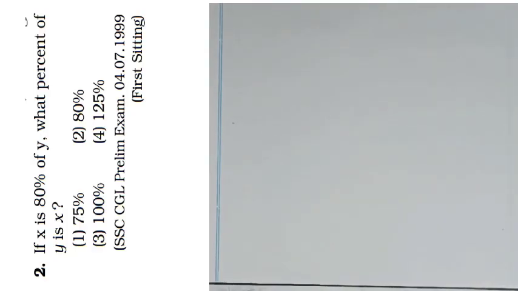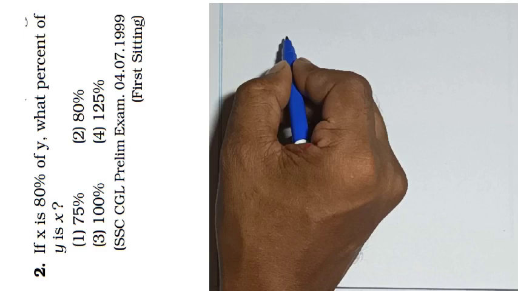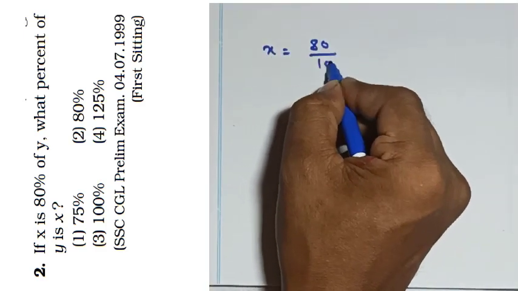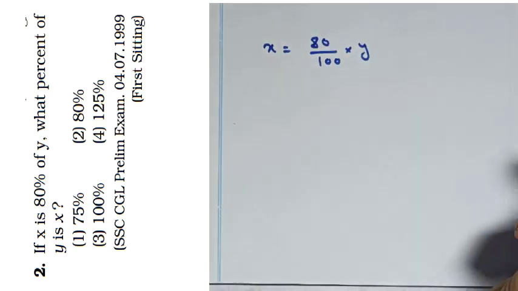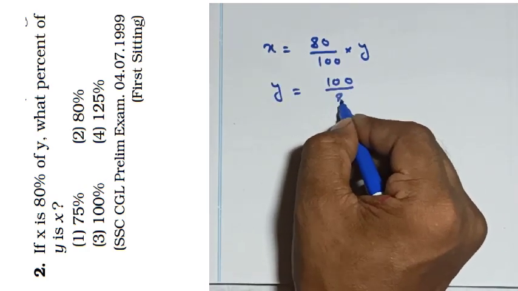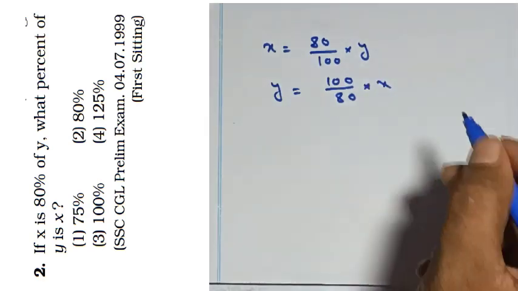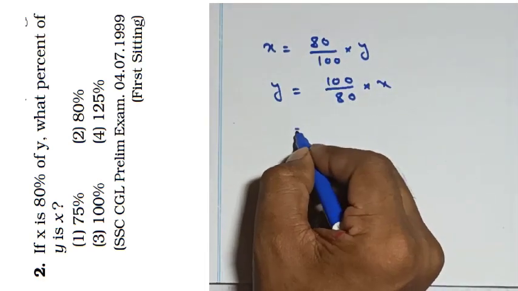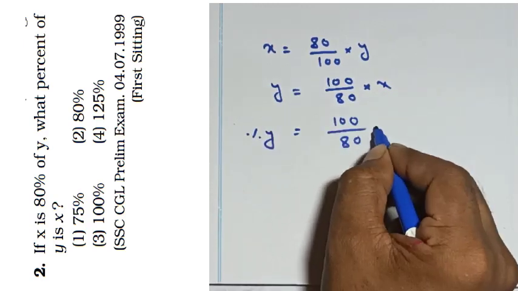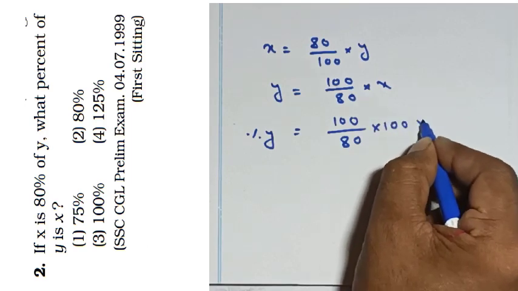Question number 2 is given as: if X is 80% of Y, what percent of Y is X? So here we write, X is 80% of Y, that means X equals 80 by 100 into Y. So we try to find what percent of Y is X. So Y equals 100 by 80 into X, and if we try to find the percentage, that means the percentage of Y is equal to 100 by 80 into 100 into X.